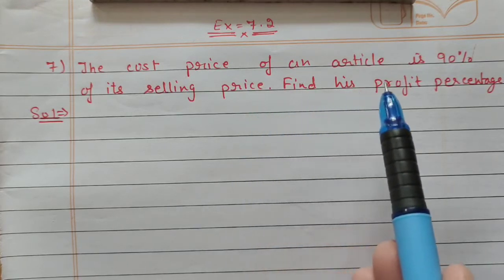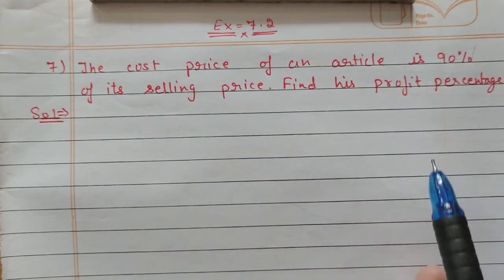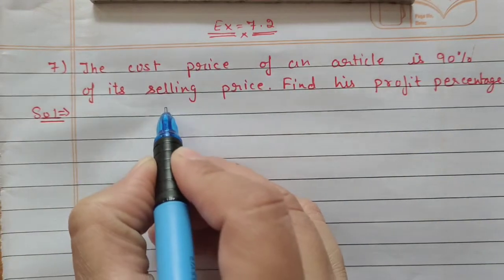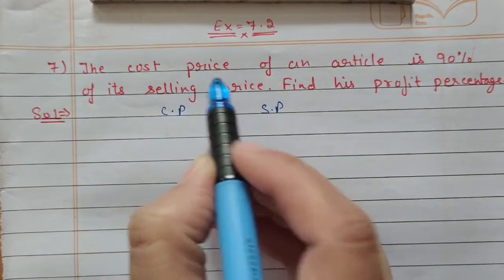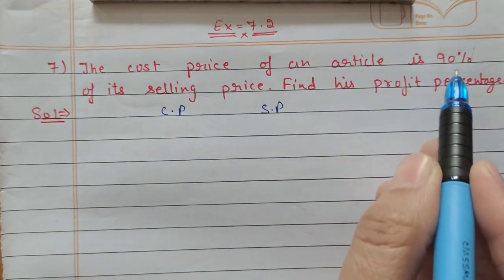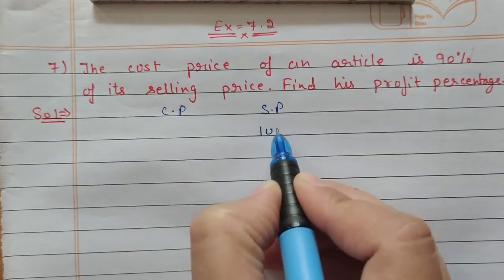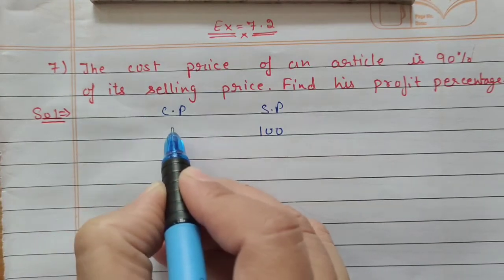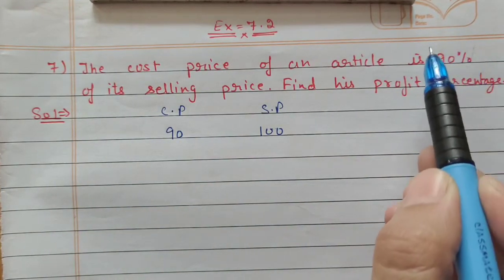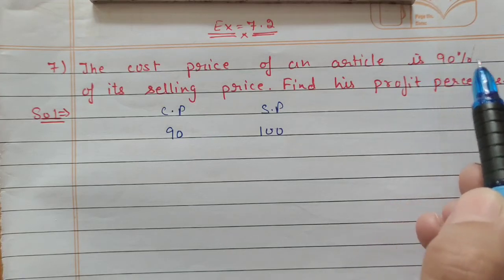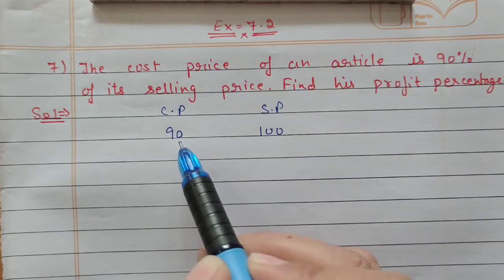The cost price of an article is 90% of its selling price. Find its profit percentage. So the cost price is given according to the selling price. If we take the selling price as 100 rupees, it means the cost price is 90 rupees, because percentage is always talking about 100. 90% means 90 for 100. So if the selling price is 100, then the cost price will be 90 rupees.